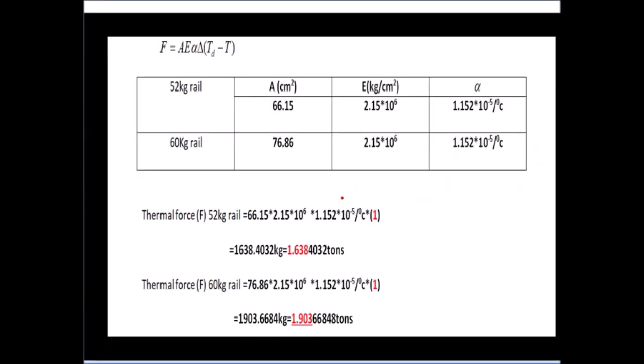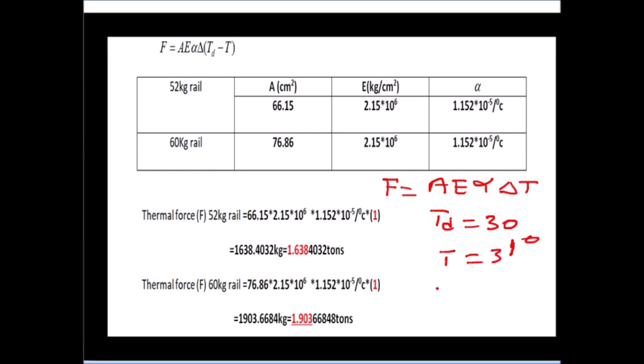I want to calculate the value of thermal force for 52 kg and 60 kg. What is the formula? F is equal to A E alpha delta T. Now let us take Td equal to 30, and now the temperature is 31 degrees. What is delta T? 31 minus 30, which is equal to 1 degree. So I have taken this as 1 degree.